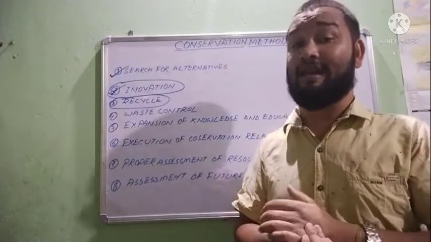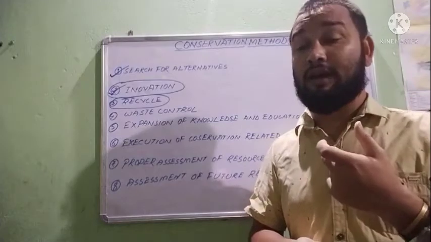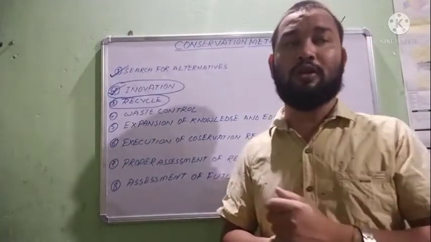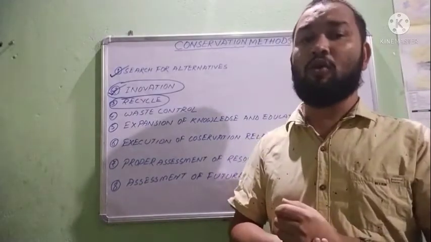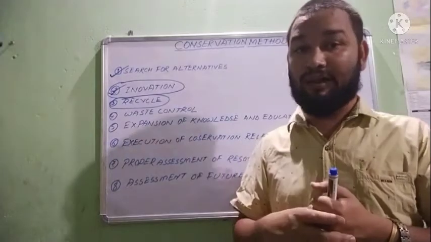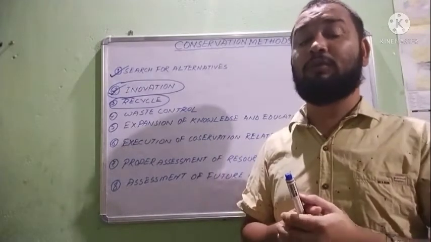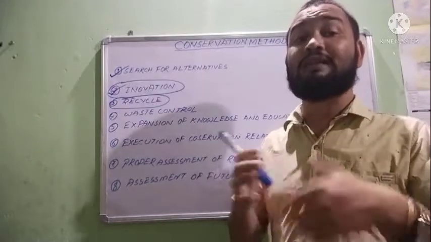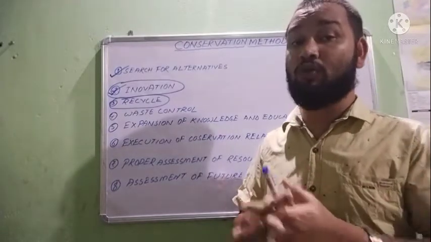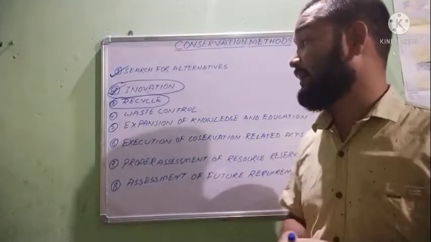Like a plastic bottle, a juice bottle like Slice or Maaza, we can use it as a drinking water bottle. We can use it, as well as we can use it for another purpose also. So this is called recycle. We have to use it multiple times, then it is called recycle.